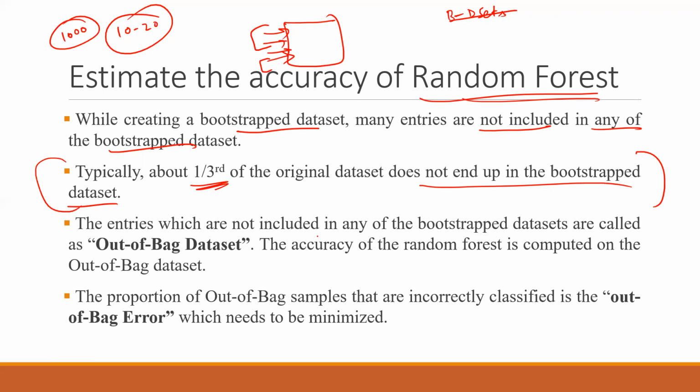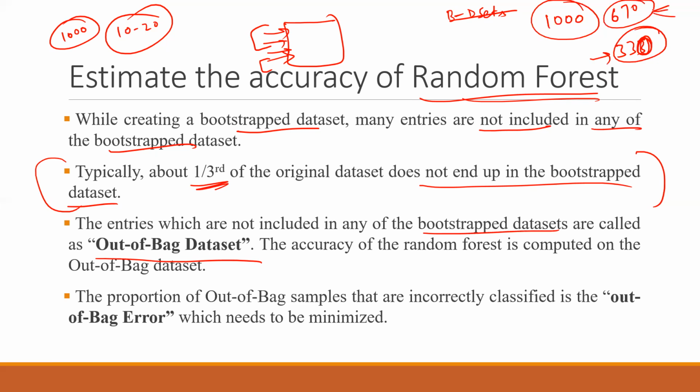The entries which are not included in the Bootstrap dataset are called the out of bag dataset. Let's say there were 1000 rows, and 33% of this is 333. So let's say 330 values have never been touched, and 670 values have been used every time to make different decision trees. These 330 values are called the out of bag dataset. This term has to be remembered. Now, the accuracy of random forest is computed on the out of bag dataset.